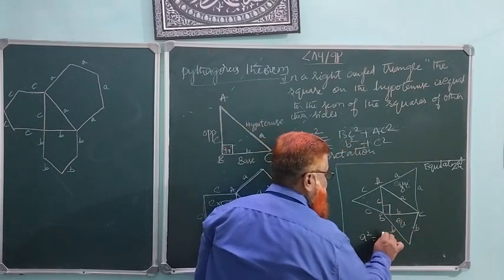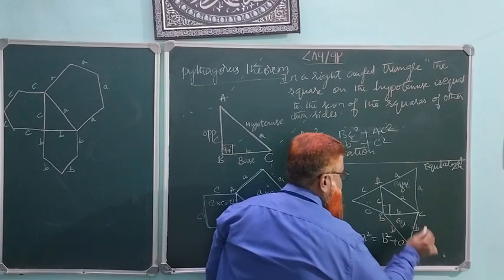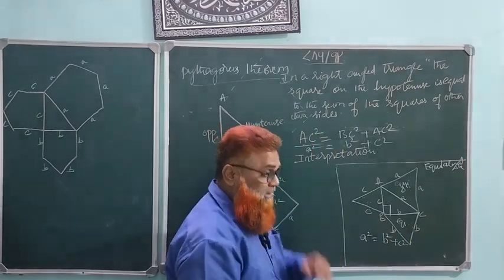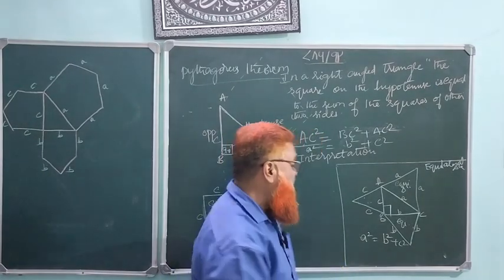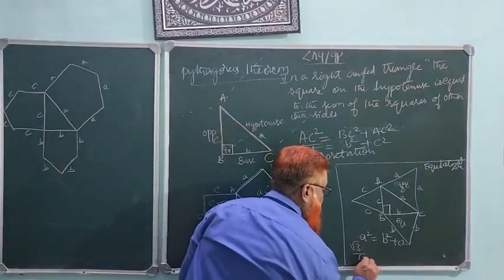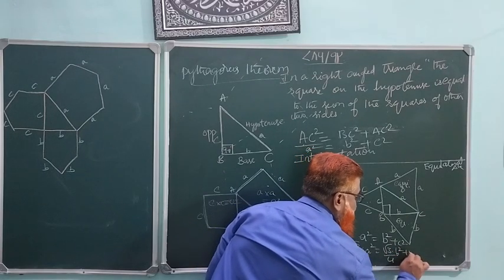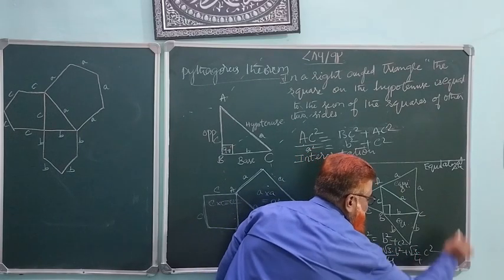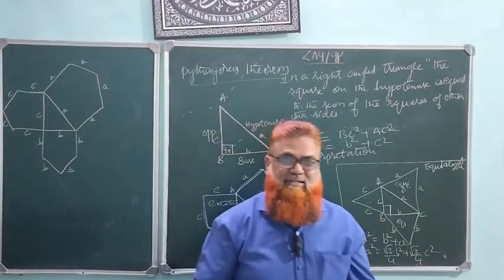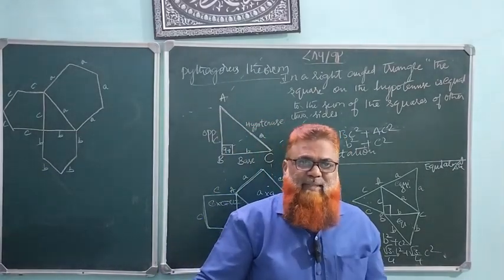That is the same way: A square is equal to B square plus C square. You know what the area of an equilateral triangle is? We write it as root 3 by 4 into A square, which is the same as root 3 by 4 B square plus root 3 by 4 C square. This is the geometrical interpretation. I hope you are following it.